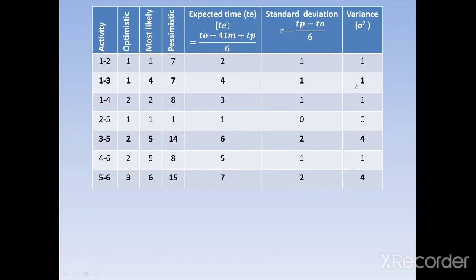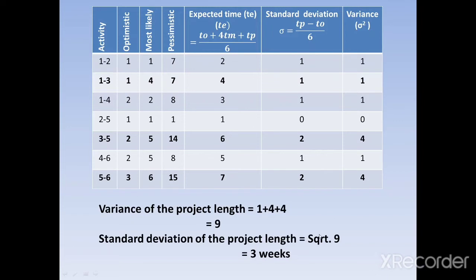We are considering the variance of these three activities only: 1, 4, 4, right? So the variance is equal to 1 plus 4 plus 4, that is 9. And here we make the square of the standard deviation to convert it into the variance. Now to calculate the standard deviation, again we need to take the square root of this sigma square of the entire project length. So the standard deviation of the project length is equal to the square root of 9.